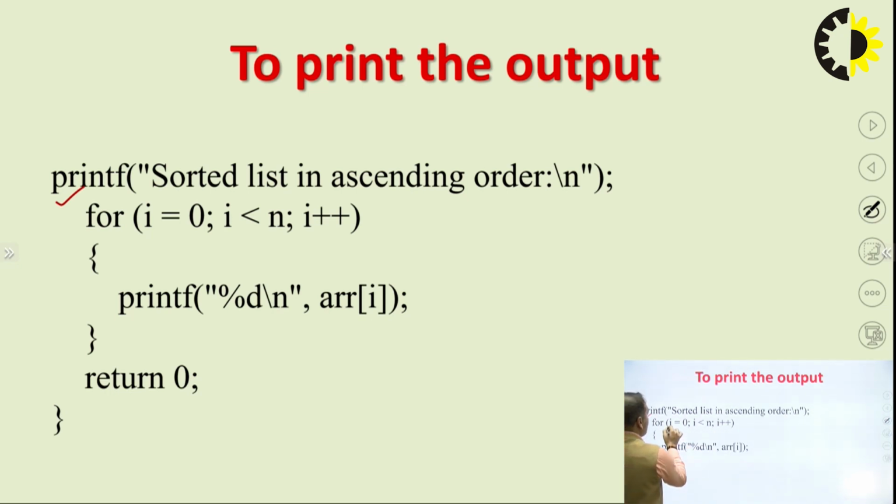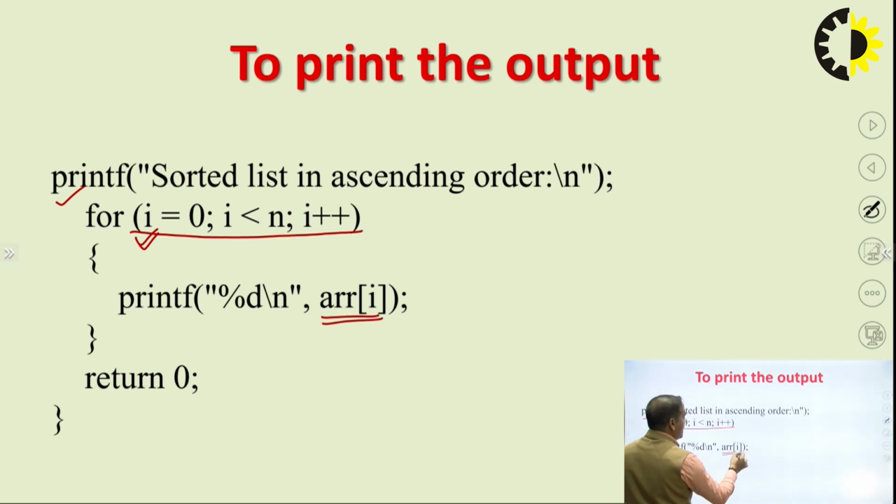Here, in case of printing the output, we have to start the loop with i equal to 0, i less than n, and i++, printf %d and a[i], and by using this we print the given array in ascending order. By using these concepts, we can sort the given elements in ascending or descending order. This is the logic for ascending order. If we want to print in descending order, then we have to change the condition and print in descending order.